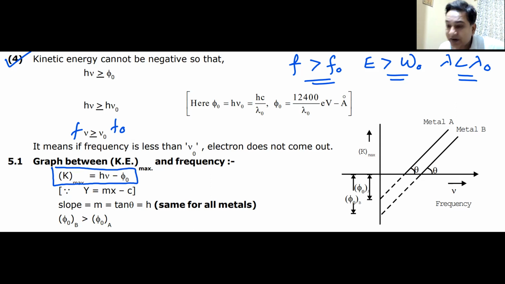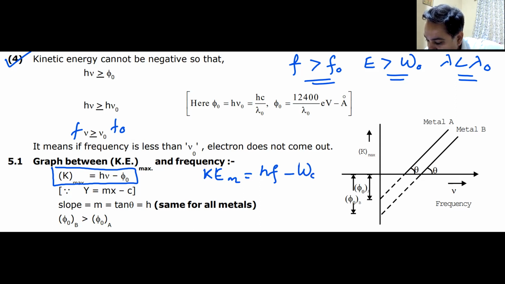So I can write it in this form, equation 5.1. Kinetic energy maximum is hf minus, they write it as phi naught, I write it as W naught. Here h stands for the Planck constant, and nu is basically your f. So basically what I'm writing here is KE max, I'll just write it KEM, will be equal to hf minus W naught. Yes or no?